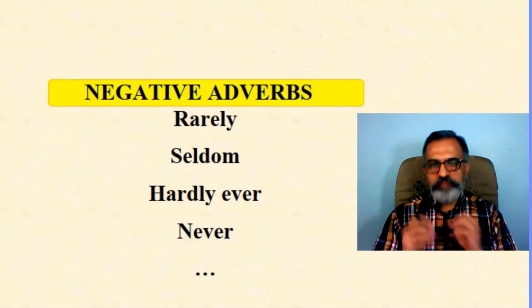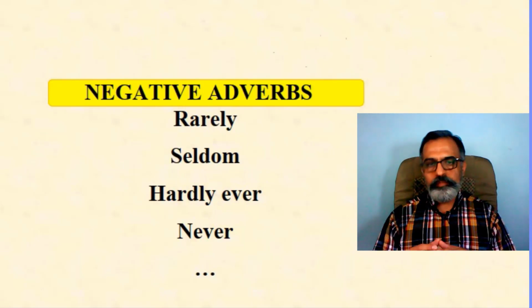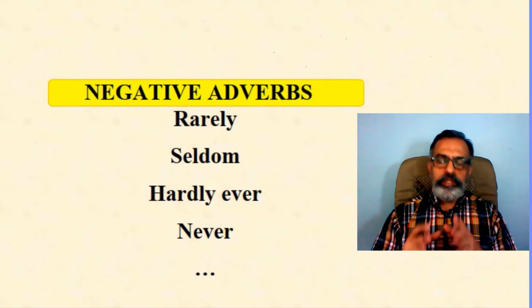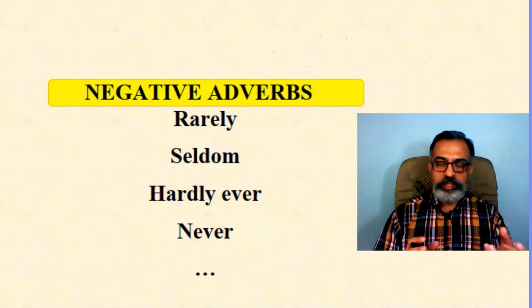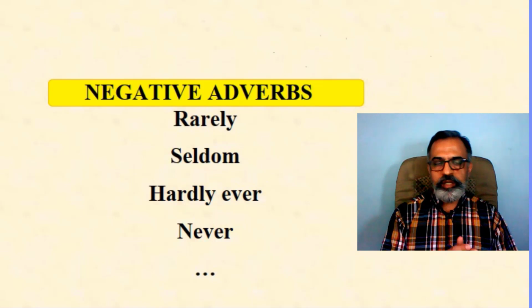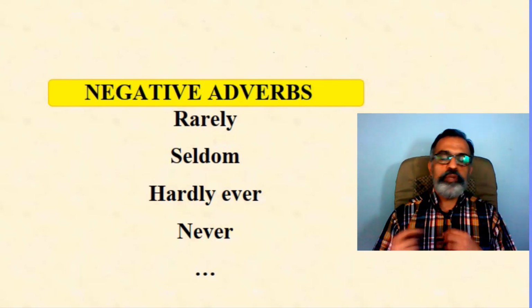Some of adverbs of frequency are called negative adverbs, like rarely, seldom, hardly ever, never. Of course, they have a grammatical position that they are normally used between the modal and auxiliary and main verb. I mean, on one side we have got the modal and auxiliary, and on the other side we have got the main verb. They normally come before the main verb.